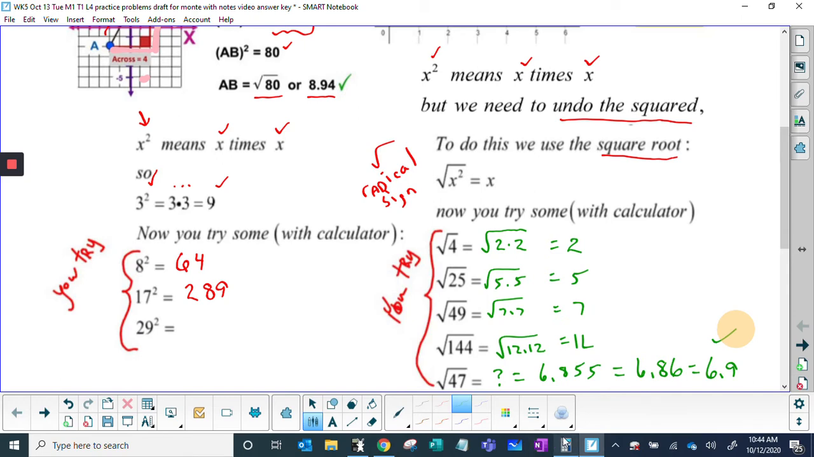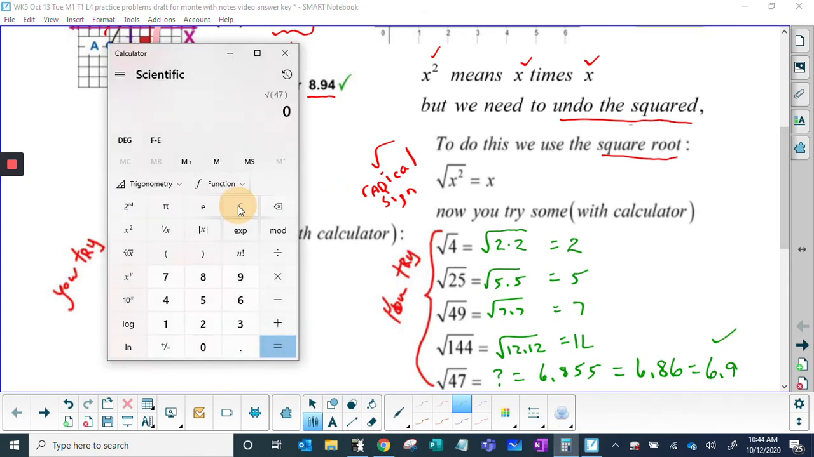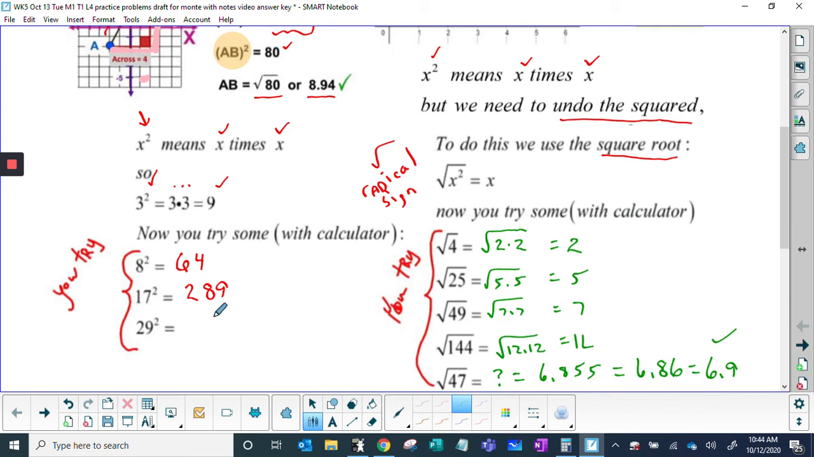Okay, how about the squareds? Are they the same idea? Is it the reverse function? 8 squared? No. Okay, 47 square root squared. Square root squared. Cool? All right, so thanks for doing that activity. I left one blank for you.